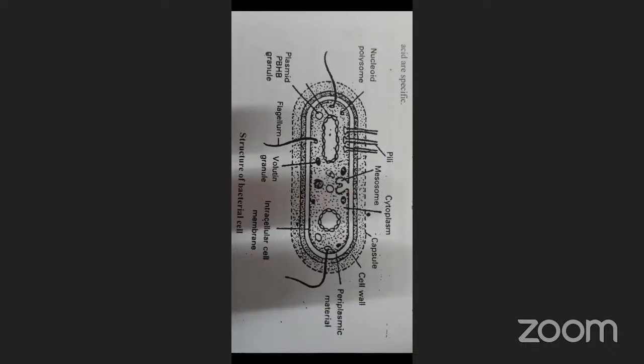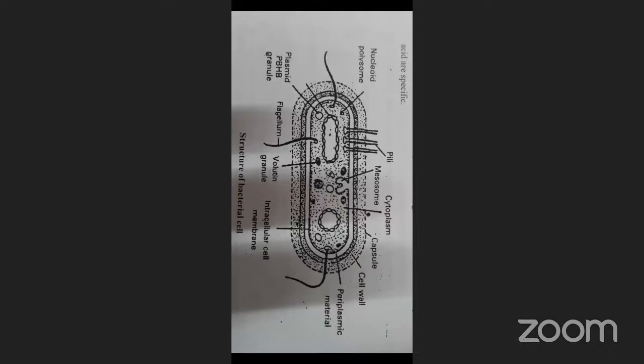All the double membranous cell organelles such as endoplasmic reticulum and Golgi bodies are absent in the cytoplasm of bacteria. Although well organized chloroplast is absent in bacteria, some photosynthetic bacteria have chloroplast in their cytoplasm.